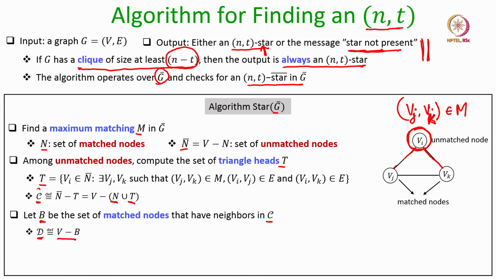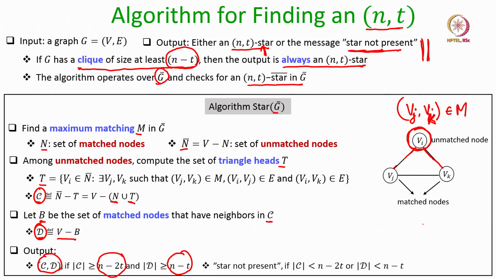So, now you have your set C and your set D. You check whether C is of size at least n minus 2t and D is of size at least t. If both these conditions are satisfied, then you output your C and D, otherwise you output the message that star is not present.